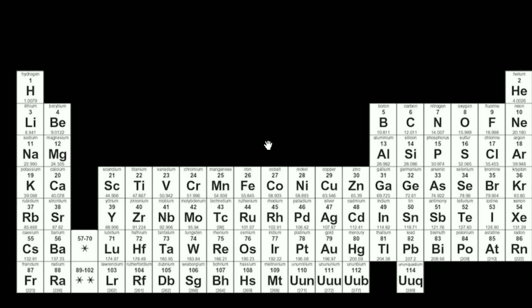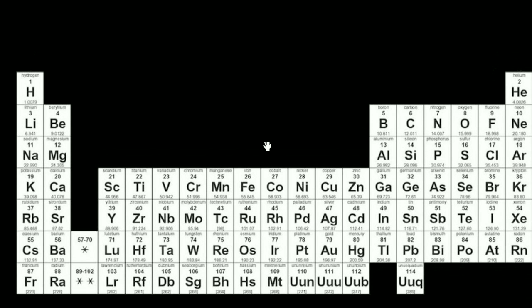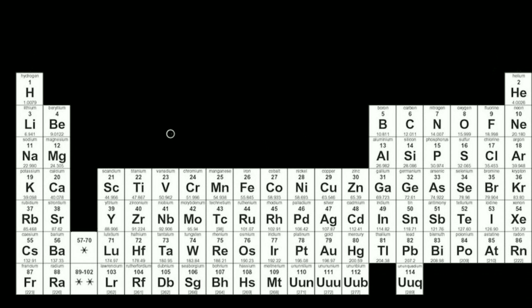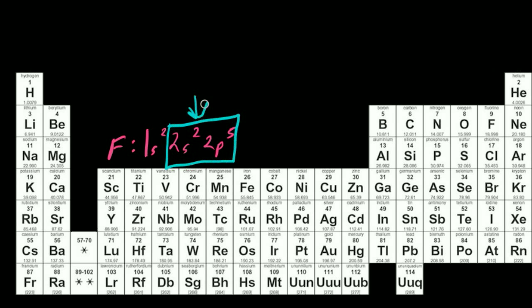So we are going to have essentially the valence electrons that are going to be around our fluorine. Fluorine's electron configuration is 1s2, 2s2, 2p5, and these electrons are going to be our valence electrons.